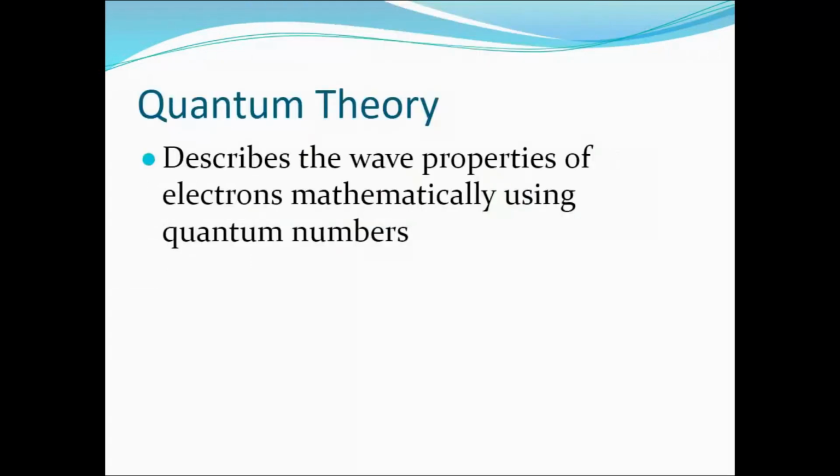So quantum theory, basically, we're going to use numbers to map out where all of the electrons are. Just like if you had a map and you were looking for a location using latitude and longitude, you would have numbers to tell you where something was located. Here, we're going to use numbers to tell where electrons are located.